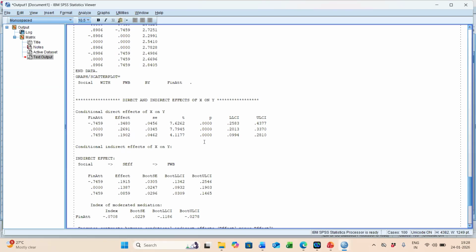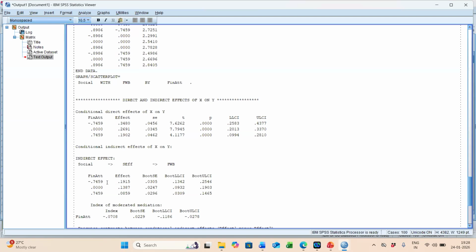Normally, if there is no moderation, we get the direct effect as a single value. But in case of moderation, we get the effect under three different levels. At all three levels, the effect of financial attitude is significant. Let us see the indirect effect, that is socialization to self-efficacy to financial well-being.